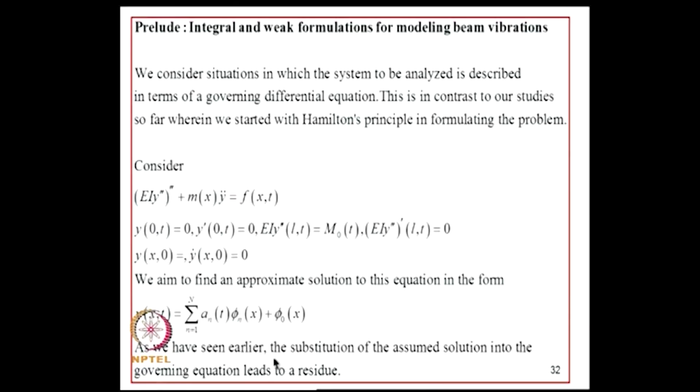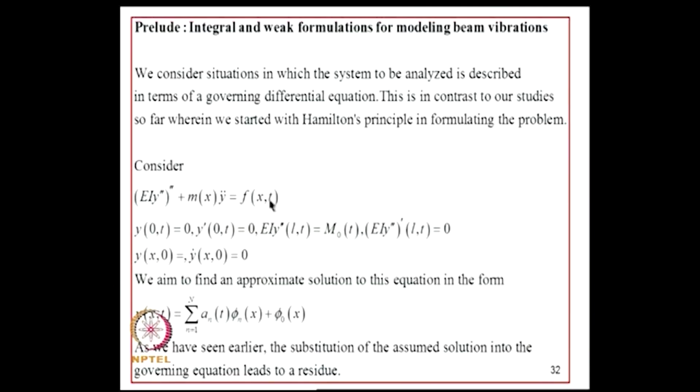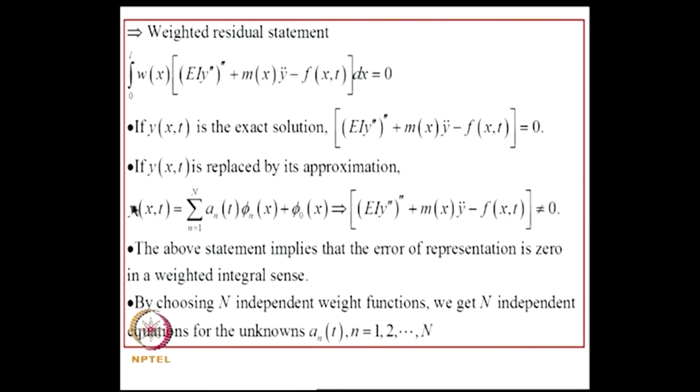As we have seen earlier, the substitution of the assumed solution into the governing equation leads to a residue. So what we do is we write what is known as a weighted residual statement for the problem. We take all the terms which are on the right hand side to the left hand side, and we get 0 on the right hand side, and multiply that by a weight function w of x and integrate over the domain of the problem. So we get this equation.